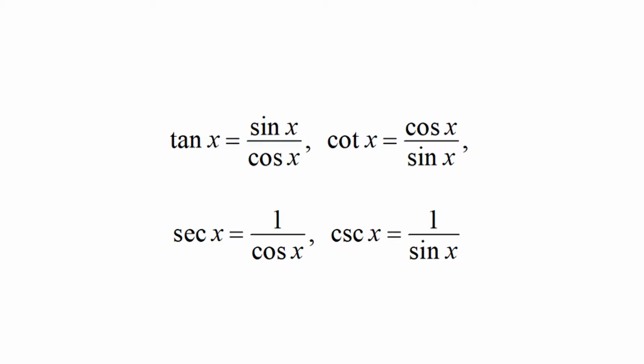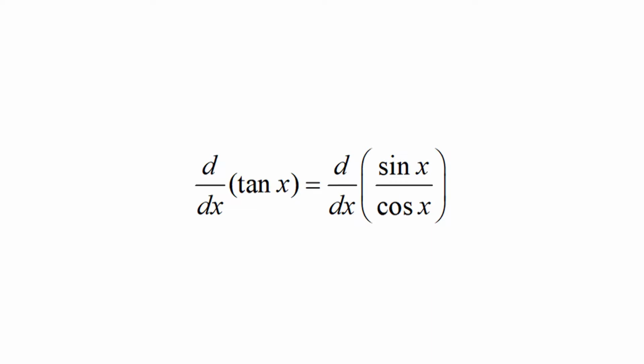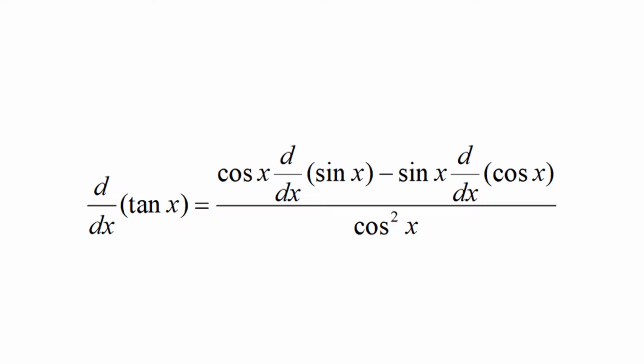For finding the derivative of tan x, we proceed like this: d by dx of tan x equals d by dx of sin x by cos x. Now, applying the quotient rule of differentiation, we obtain d by dx of tan x equals cos x into d by dx of sin x minus sin x into d by dx of cos x, all divided by cos square x.